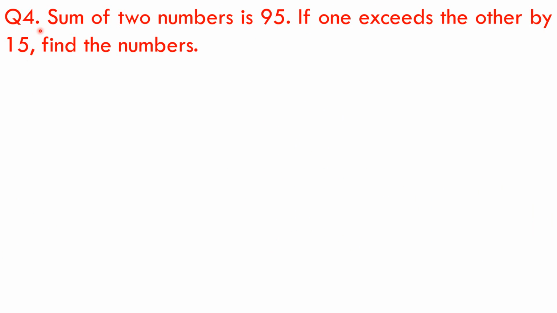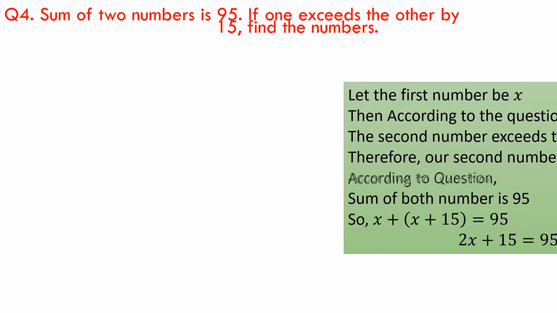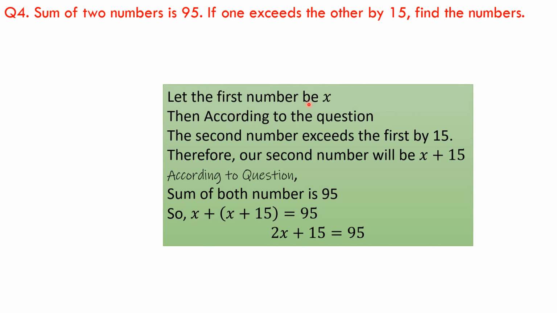Question number 4. Sum of two numbers is 95. If one exceeds the other by 15, find the numbers. Let our first number be x. So, according to our question, if one exceeds the other by 15, which means एक नंबर दूसरे नंबर से 15 ज़्यादा होगा. Here हमने फर्स्ट नंबर को x माना था, तो हमारा सेकेंड नंबर क्या हो जाएगा x plus 15.